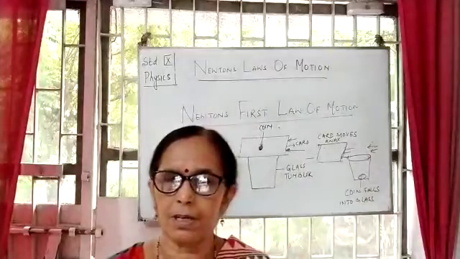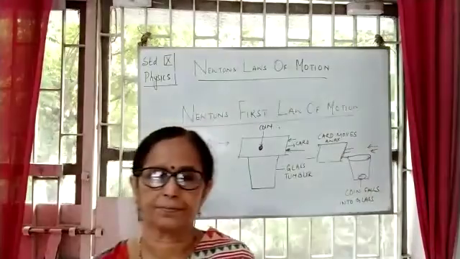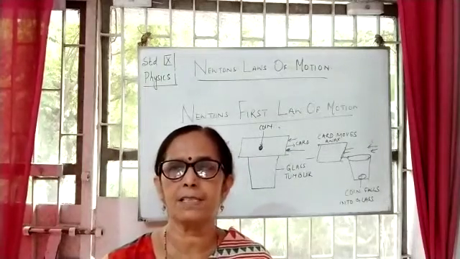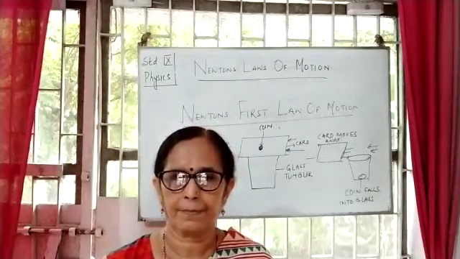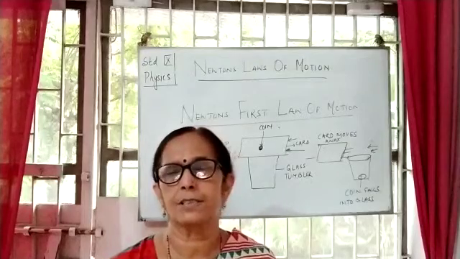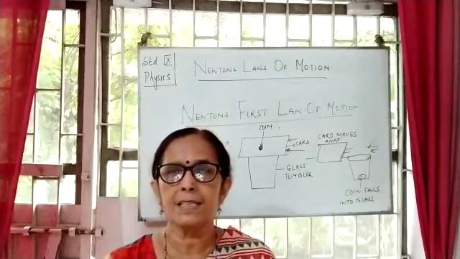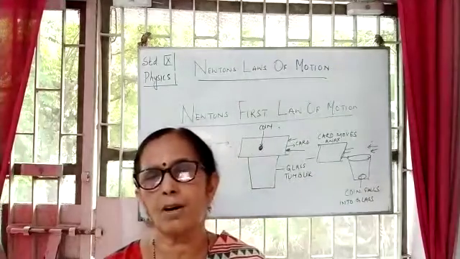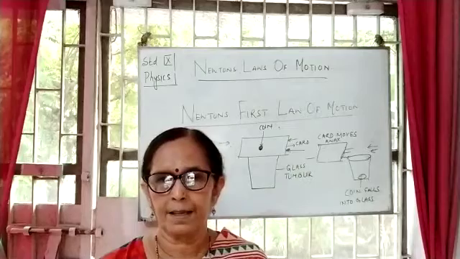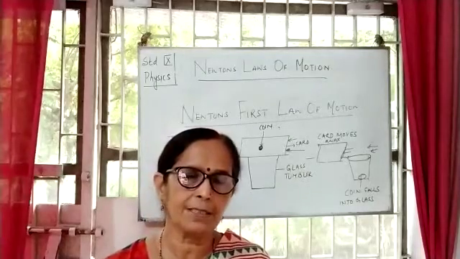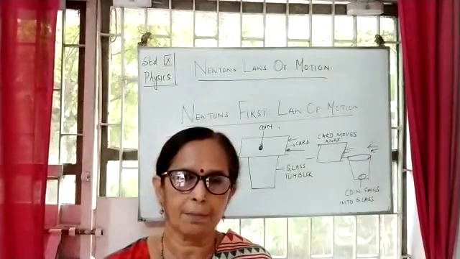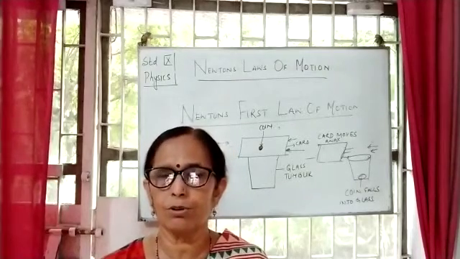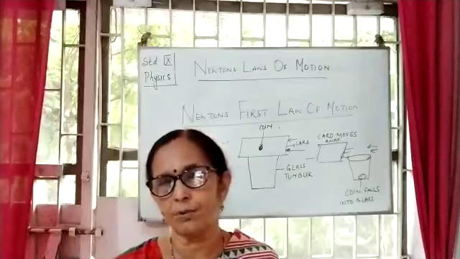Now, another example. When a car or a bus starts from rest, the passenger gets a backward jerk. Why is this? Because due to inertia, the passenger tries to remain at rest even though the car or the bus has started moving.